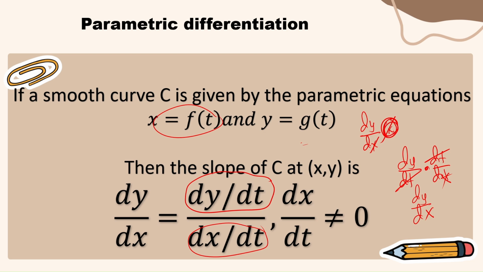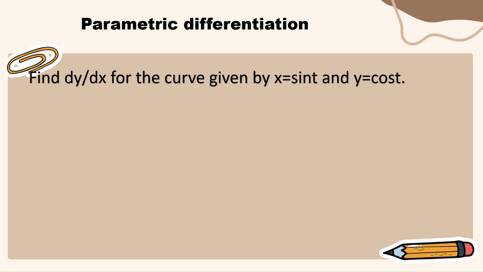So let's just apply this concept in order to get the derivative of our parametric equation. We're going to find dy over dx for the curve given by x is equal to sine t and y is equal to cosine t. So our dy over dx, take note, is obtained by getting dy over dt over dx over dt. So we need to get this one, then we also need to get dx over dt.